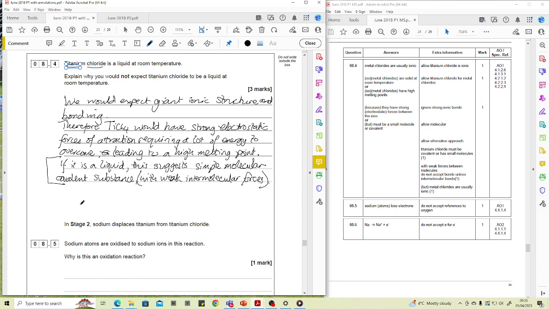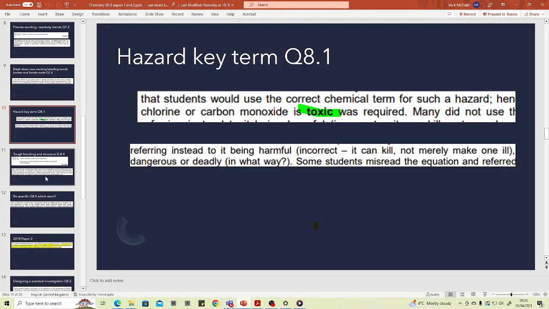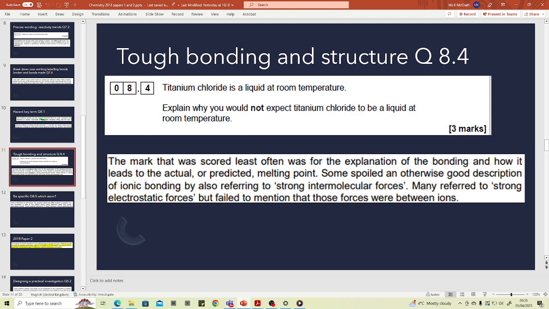Okay, let's have a look at what the examiner's report said about this question. There's a hazard key term as well. Okay, so it was least often the explanation of the bonding was done right, and how it leads to the actual or predicted melting point. And then just please be really careful. Some spoiled an otherwise good description of ionic bonding by also referring to strong intermolecular forces. So if it's a giant structure, there's no intermolecular forces is our watchword, but there's one exception, and that's graphite.